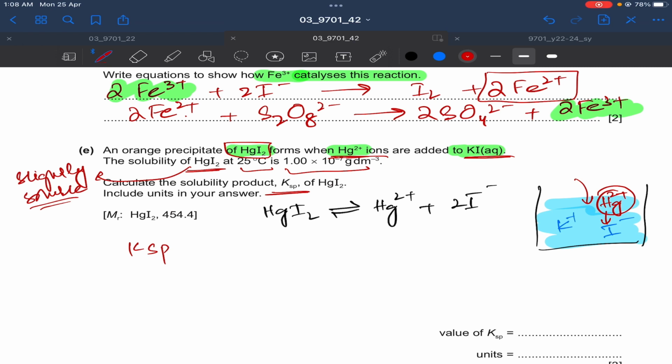If we write the expression of KSP for this reaction, KSP is the product of the ions of a partially soluble salt at equilibrium. So we have mercuric ions and iodide ions: the concentration of Hg2+ times the concentration of iodide ions squared, right?